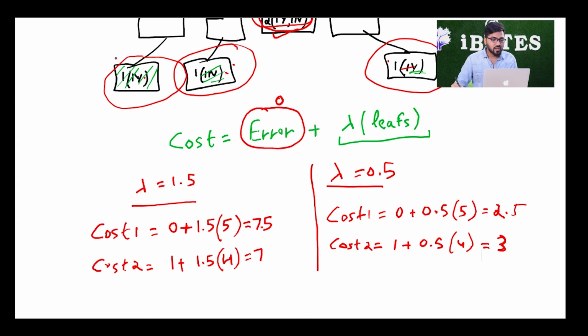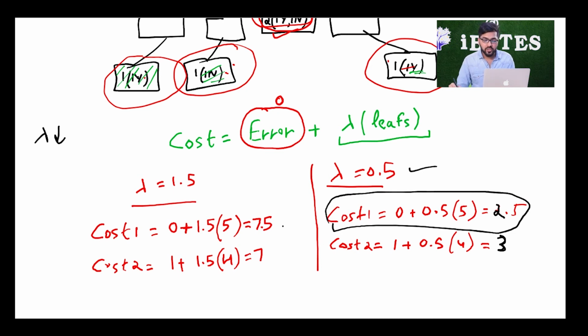So, I can say that if lambda is low, in this case, what are we going to prefer? We are going to prefer cost 1, that is, we do not want pruning to happen. No pruning. We do not want pruning to take place. When lambda is high, we want pruning to take place, because after pruning my cost is low.